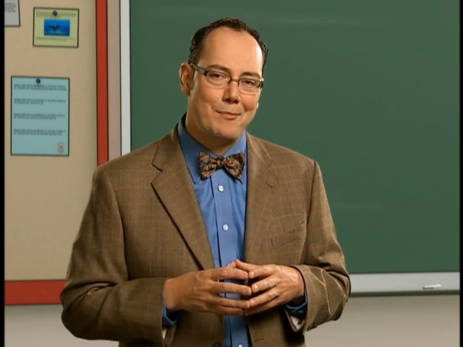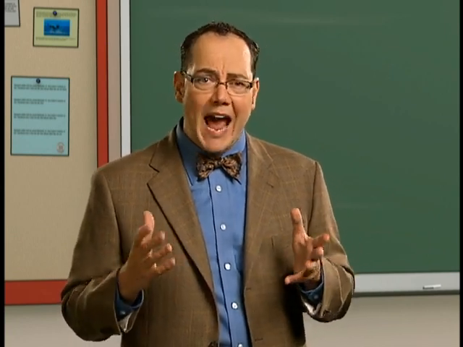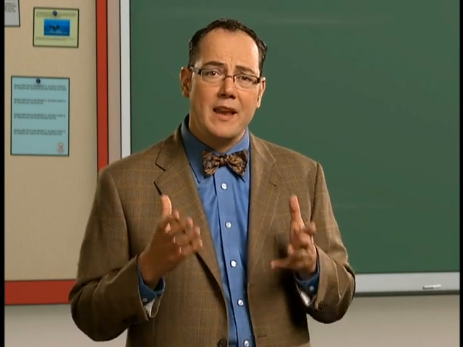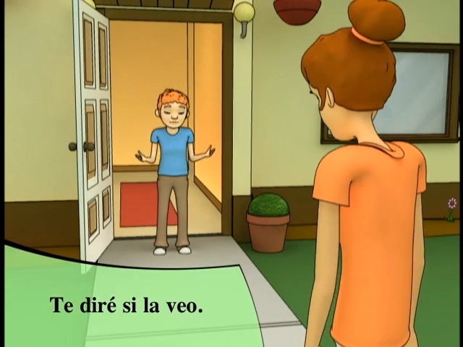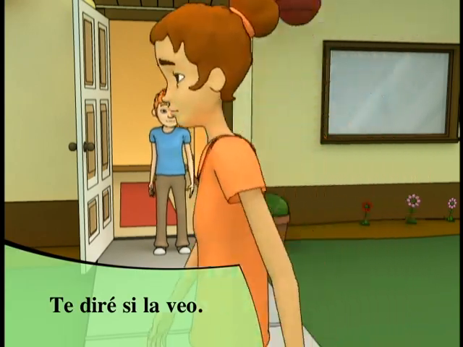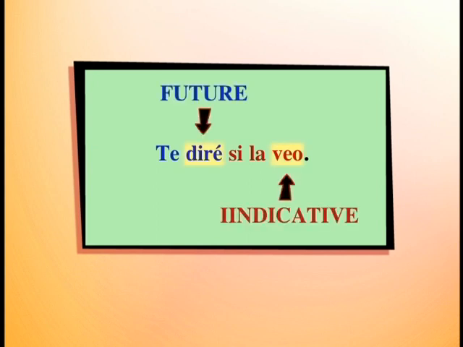Consider this example. Isabel's cat has gone missing, and she's been asking around the neighborhood to see if anyone has seen little Pepita. Te diré si la veo. Main clause, future. So the si clause takes the indicative.